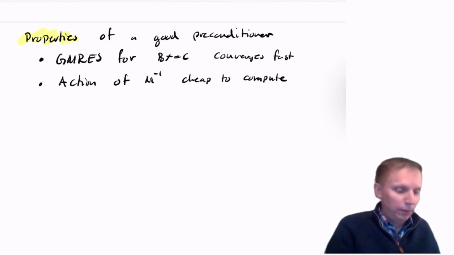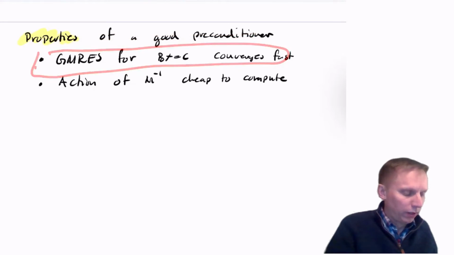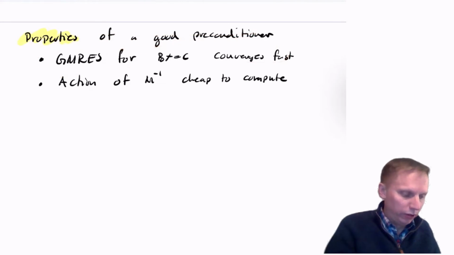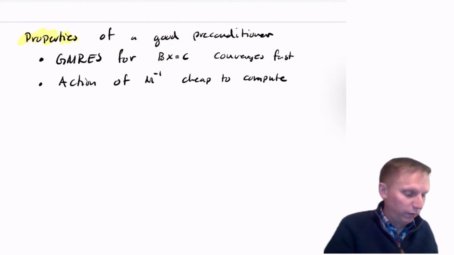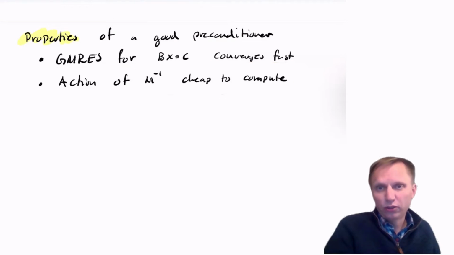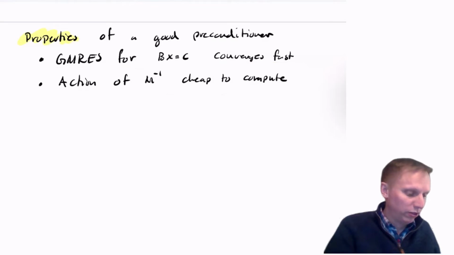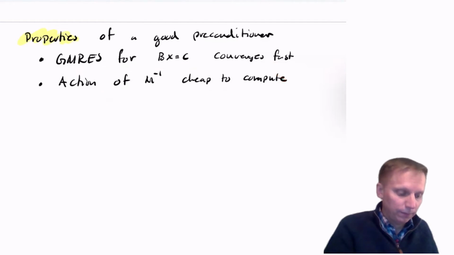Okay, so how do we build a good preconditioner? We need these two properties in order to have a good preconditioner. We want GMRES for the transformed linear system to converge faster than for the original problem. And since we have this additional cost to compute M inverse, the action of this operator has to be fast as well.